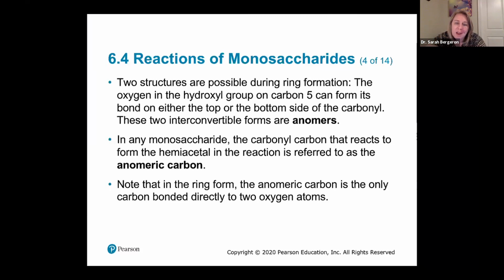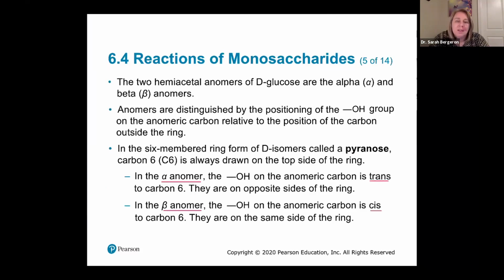So in any monosaccharide, the carbonyl carbon that reacts to make that hemiacetal bond is going to be the anomeric carbon, right? They're anomers, so anomeric carbon. And remember that when you're looking to identify where the anomeric carbon is, it's the only one that's bonded to 2 oxygen atoms. So if you're analyzing a structure, that's how you find it. And so we said there are 2 anomers, the alpha and the beta anomers, and they only differ by the positioning of that hydroxyl group on the anomeric carbon.